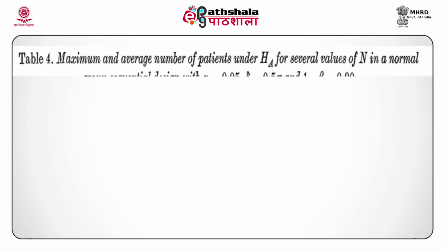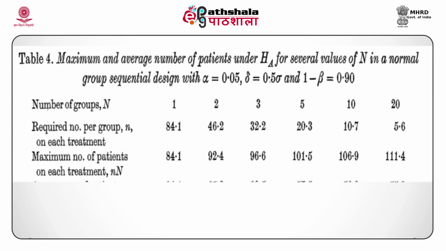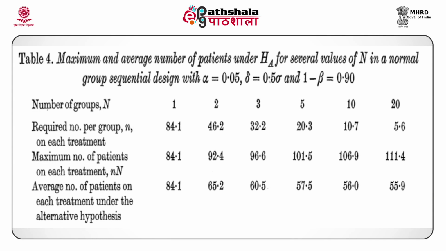In Table 4, we look at the maximum and the average number of patients under HA for several values of capital N using a normal group sequential design with alpha equal to 0.05, delta equal to 0.5 sigma and 1 minus beta equal to 0.9. The sequential design is often inferior to the group sequential design in the cases where capital N is equal to 5 or 10 or 20, in the sense that both the maximum and average number of patients are greater under both the null and the alternative hypothesis.